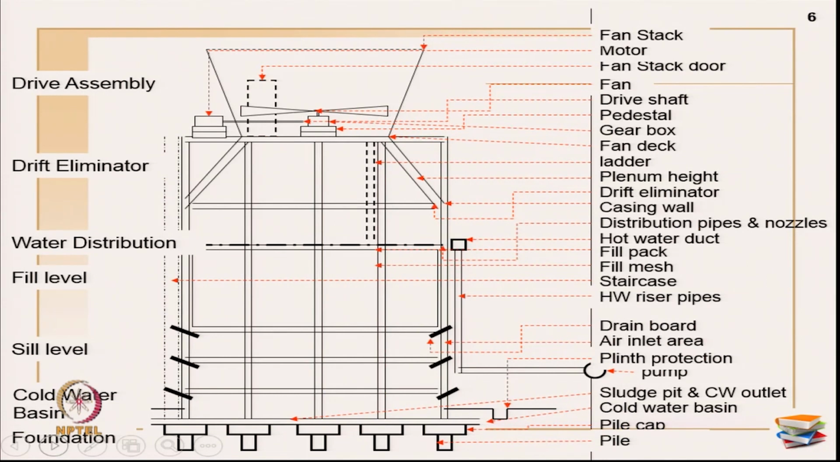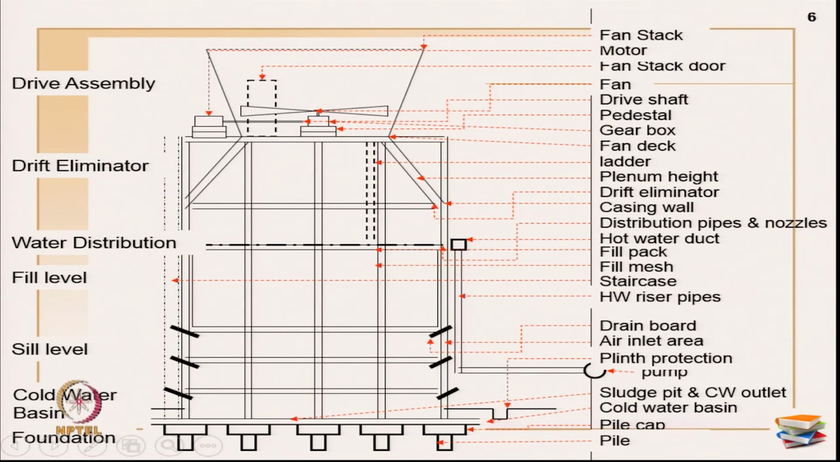Now, the cross sectional details of this induced draft cooling tower are given here. I think many of you know what a cooling tower is. It is primarily a part of a power plant project, in order to cool the water which comes from the turbines. Okay. So, now what are the levels? Primarily it has several levels: drive assembly, drift eliminator, water distribution, fill level, sill level, cold water basin, foundations and so on.